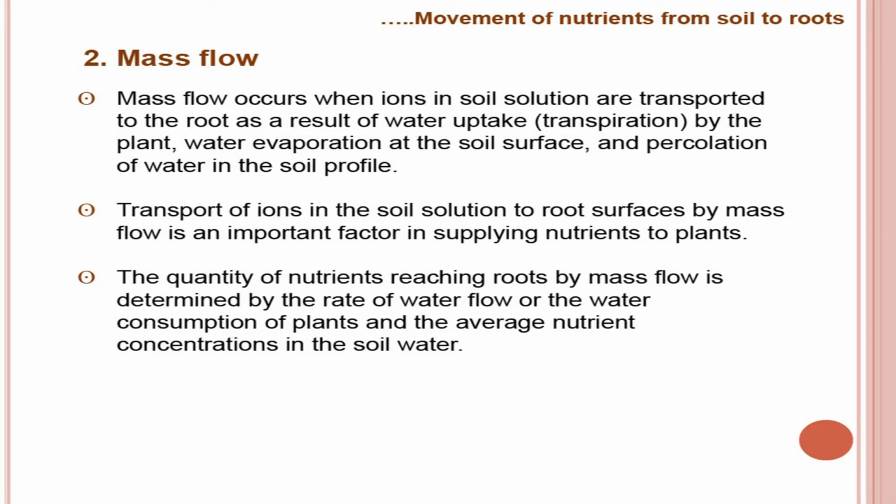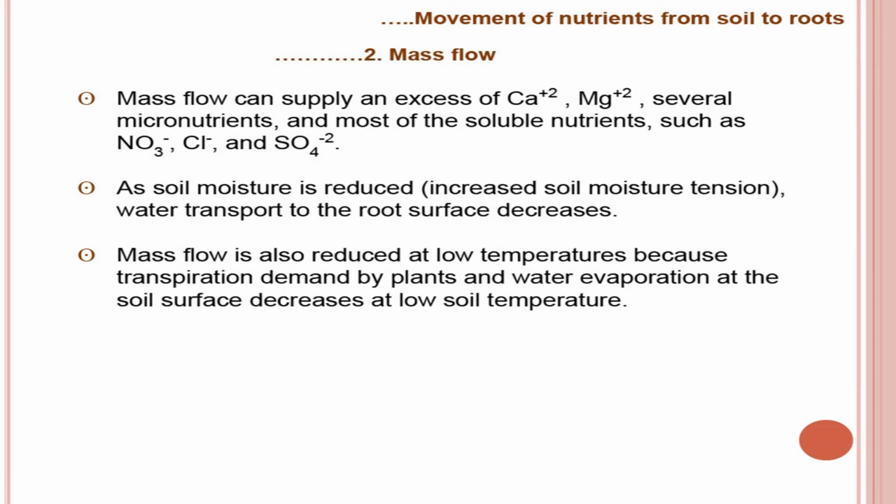Transport of ions in the soil solution to the root surfaces by mass flow is an important factor in supplying nutrients to the plants. The quantity of nutrients reaching roots by mass flow is determined by the rate of water flow or the water consumption of plants and the average nutrient concentration in the soil water. Mass flow can supply an excess of calcium, magnesium and several micronutrients and most of the soluble nutrients such as nitrate, chloride and sulfate. So, these are the ions which are transported by mass flow.